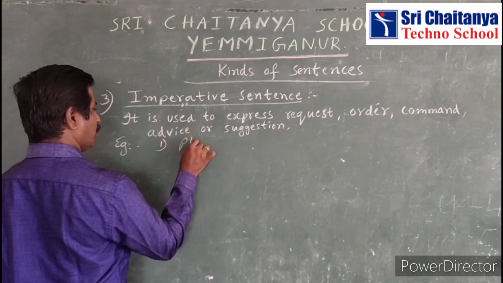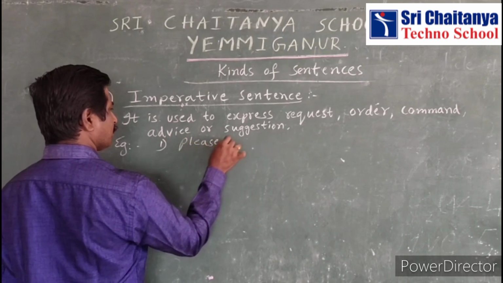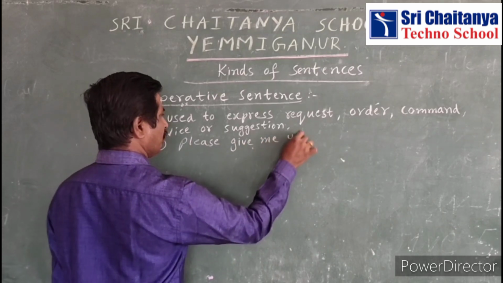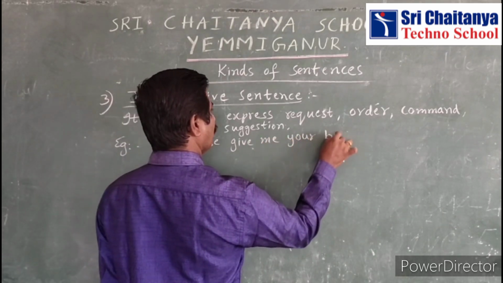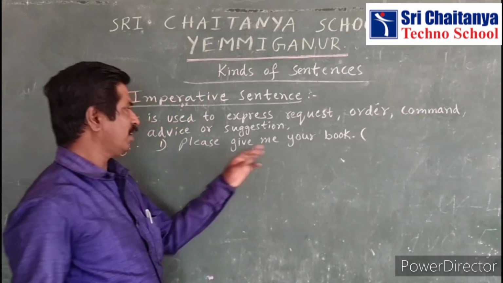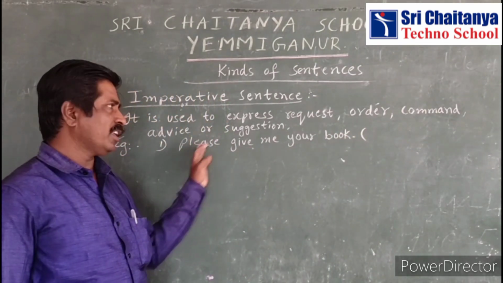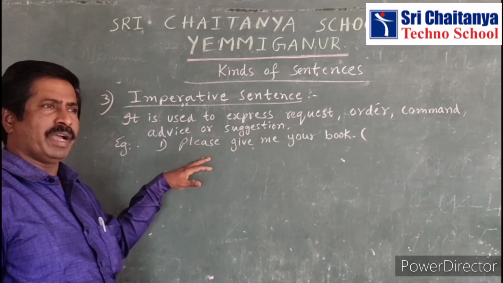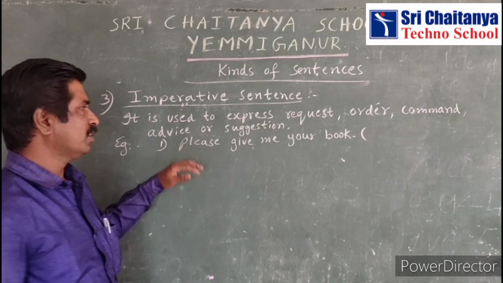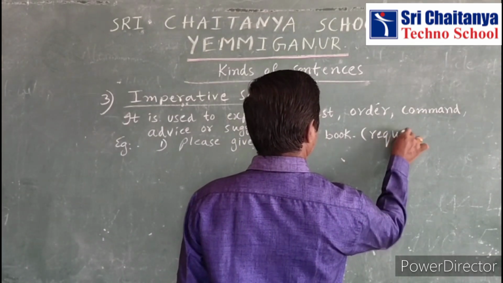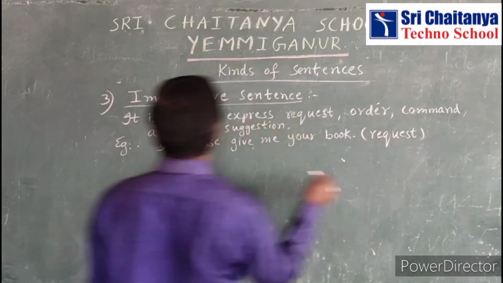Take for example, example 1: Please give me your book. What kind of expression is there? It is a request. Why? Because you can identify it very easily by looking at the word please. So here it is a request.